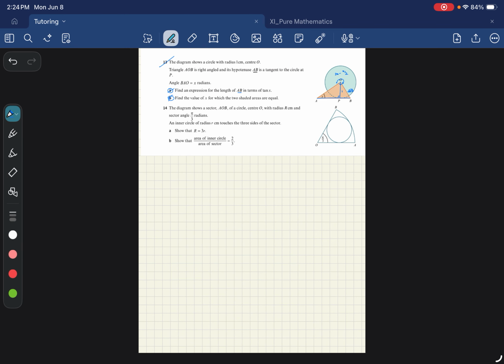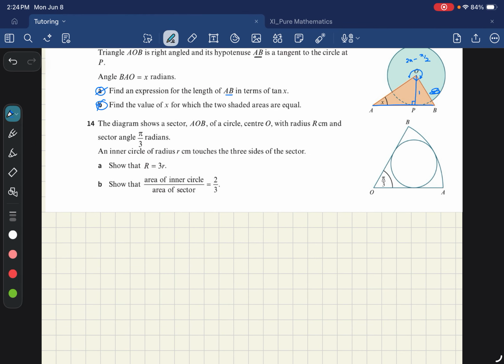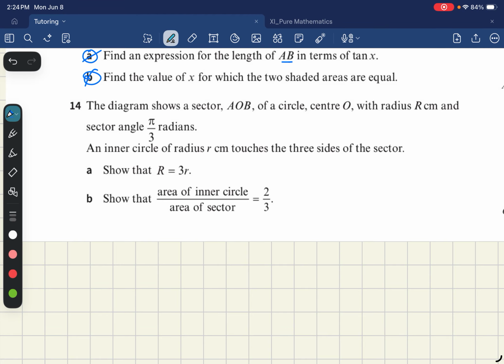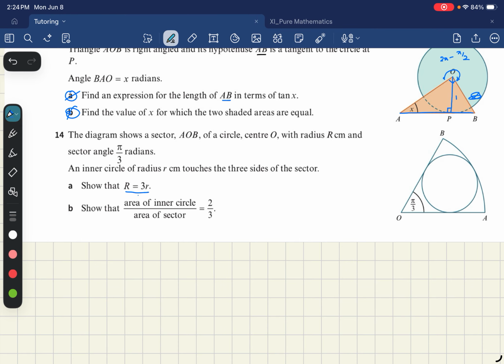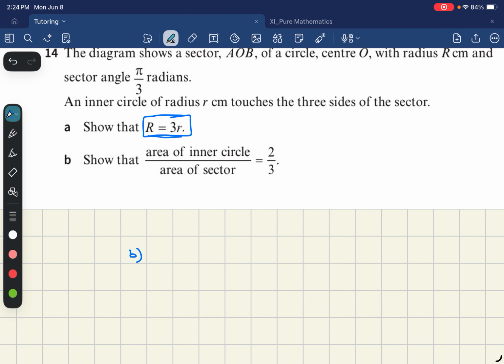So the final question is question 14. The diagram shows a sector AOB of a circle. So this is the type C. We are given show that something and show that something, right? So let's try to do B, because immediately you can use the information given in A to solve B. Even if you can't solve A, you should be able to solve B in such questions.